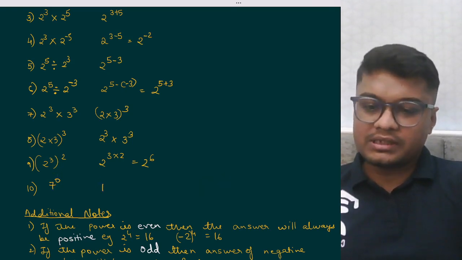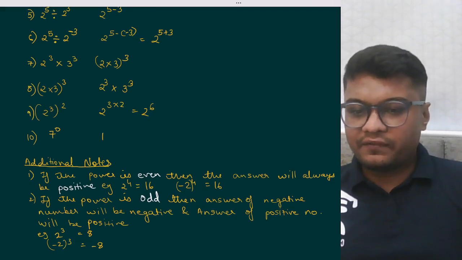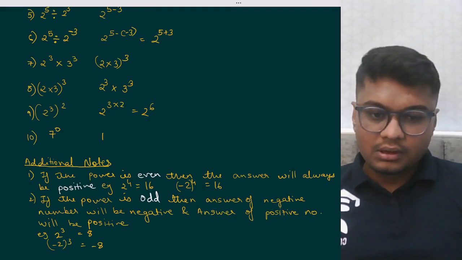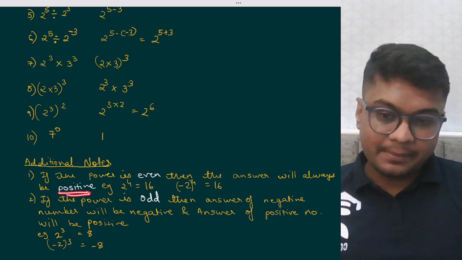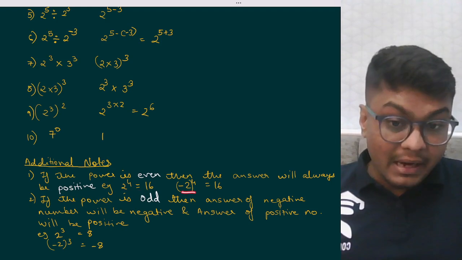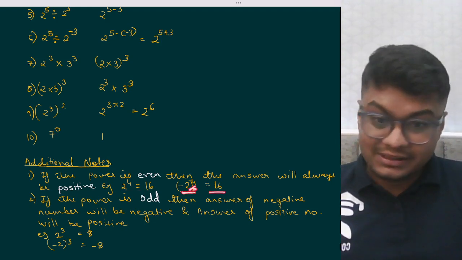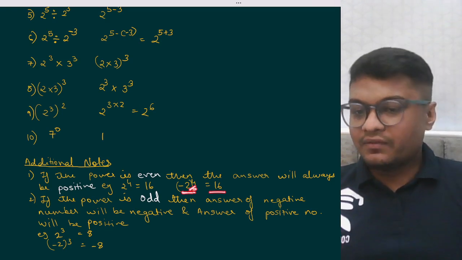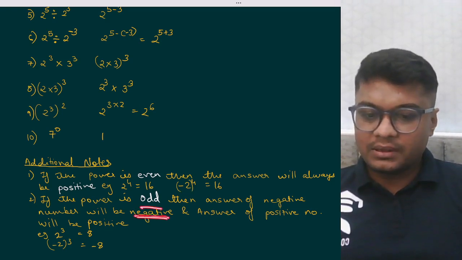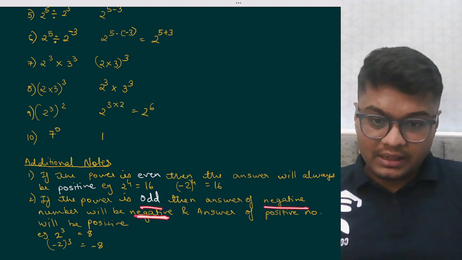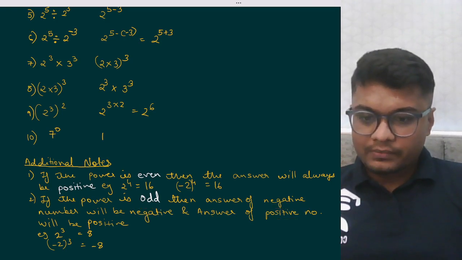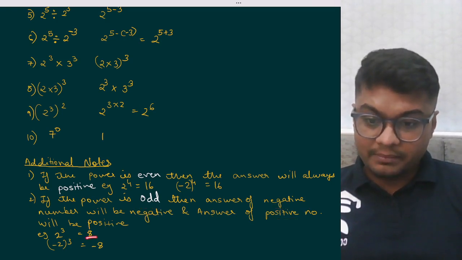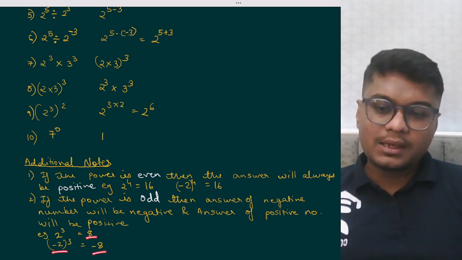Okay, some additional notes over here. If the power is even, the answer will always be positive. Example, if there is 2 raised to 4, it will be 16. If it is minus 2 raised to 4, it will still be positive 16. But if the power is odd, if there is a negative number, the answer will be negative. If the number is positive, the answer will be positive. Simple. So if we have 2 raised to 3, it becomes 8. But if we have minus 2 raised to 3, it becomes minus 8.